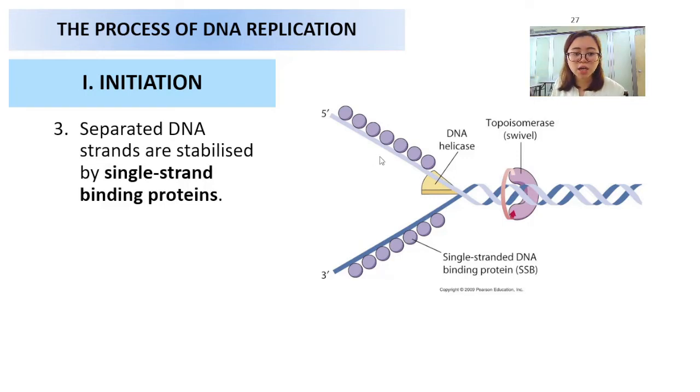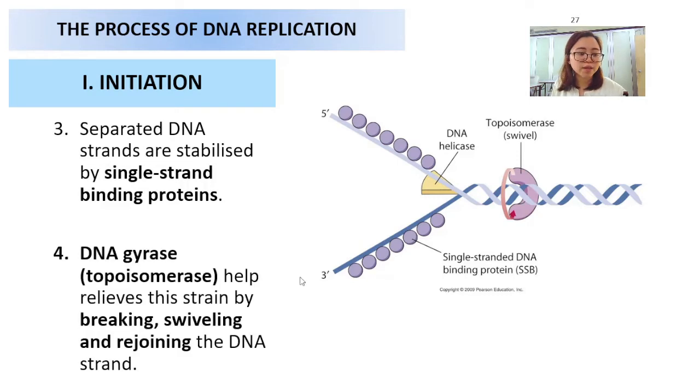So, as you can see here, all these circles are single strand binding protein. The thing about winding and unwinding things is the end of the line will get coiled.